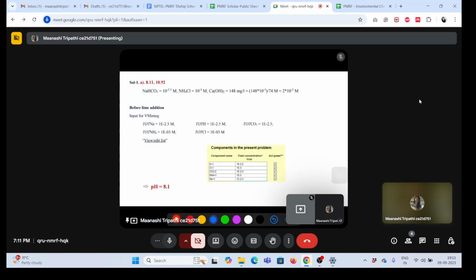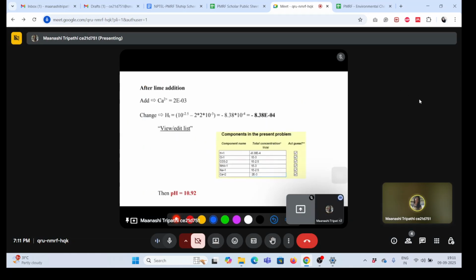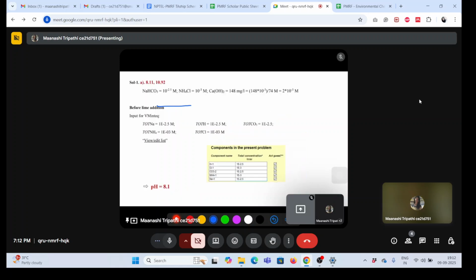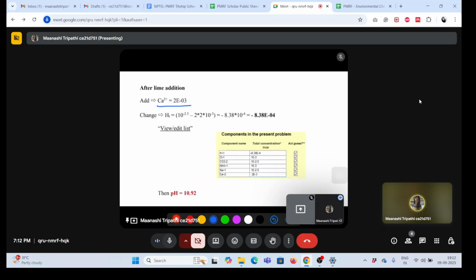Okay, moving forward, what is happening after lime addition? We are giving out some calcium. So calcium hydroxide is Ca(OH)2. So 2 times of hydroxide we will get. So OH is 2 times of hydroxide.